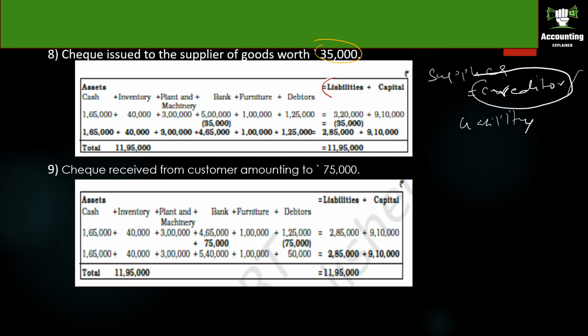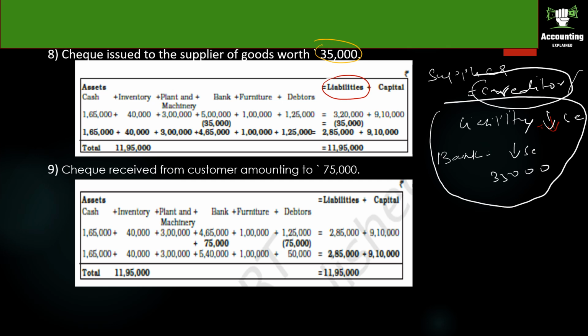by 35,000 rupees. So liability decreases by 35,000 since we are going to pay them, and we are going to decrease the bank. Check issued means bank. By bank only we are going to pay. So you are going to decrease the bank by 35,000 rupees. Both amounts are 35,000.